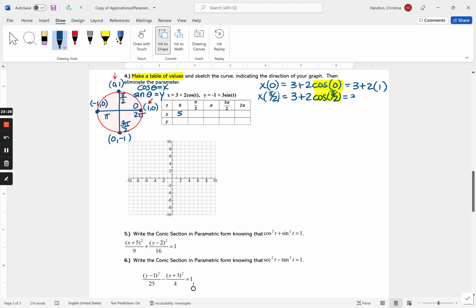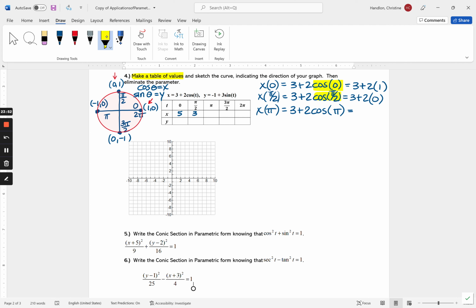3 plus 2 times the cosine value at pi over 2 was a 0. So 2 times 0 is 0. 0 plus 3 is a 3. We keep going again. X of pi means 3 plus 2 times the cosine of pi.